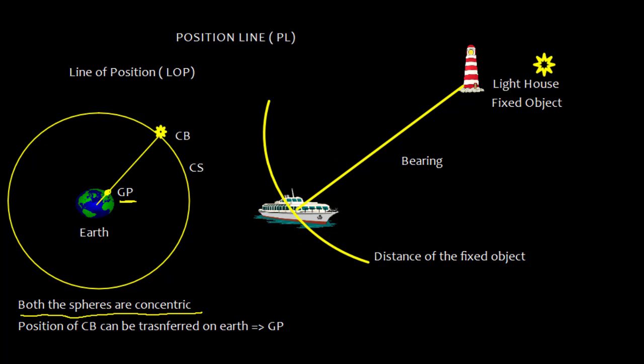So here in this system, what we do, instead of this fixed object on the land, this lighthouse, we replace it with the celestial body. We replace it with the geographical position of the celestial body, and we are able to fix the position. So that is a very general explanation of position fixing.